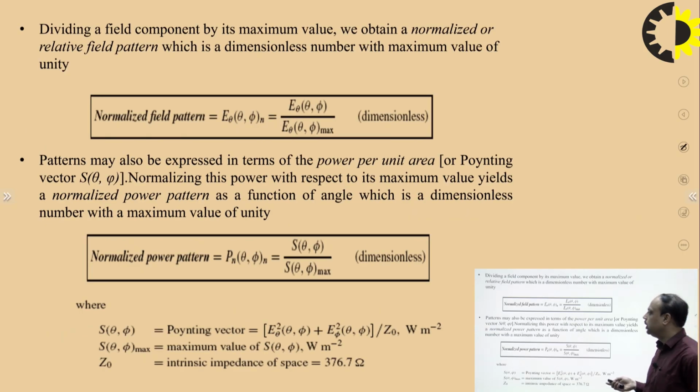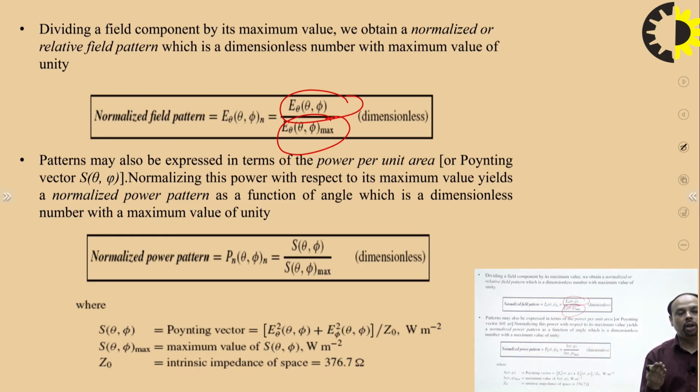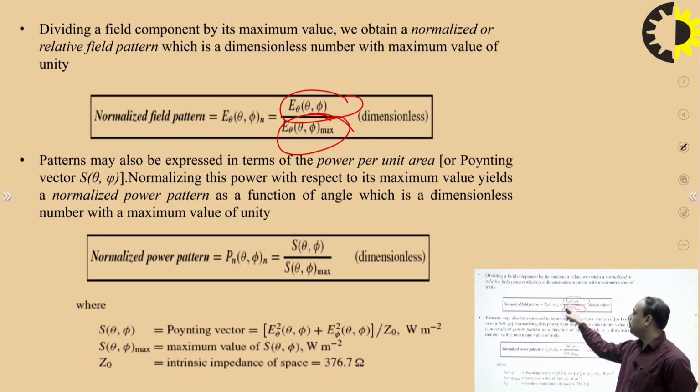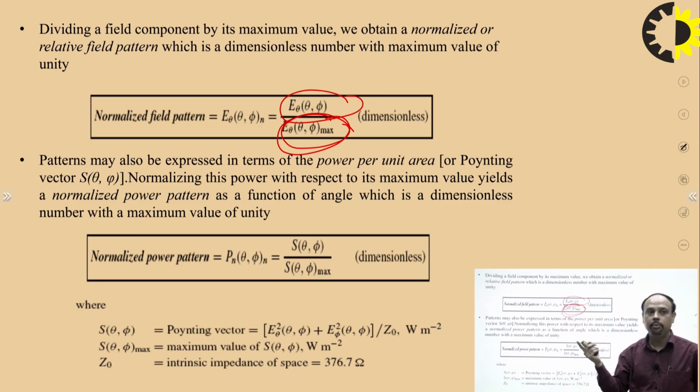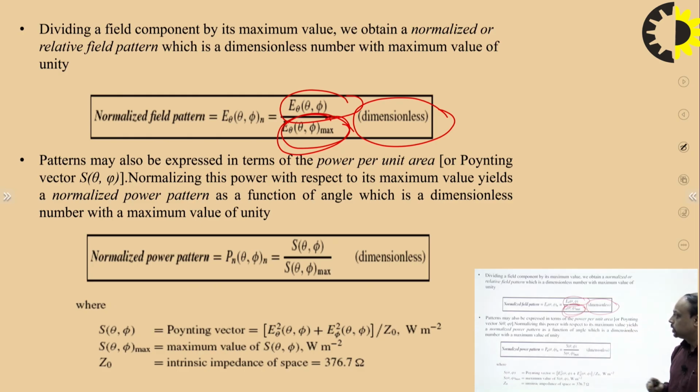A normalized field pattern: if we divide the field pattern by its maximum value, the value becomes normalized. So it is always less than or equal to 1 because this is the maximum value, and it is a dimensionless quantity. Normalized power is represented by this, it is the normalized electric field and this is for the normalized power, as we can see over here.